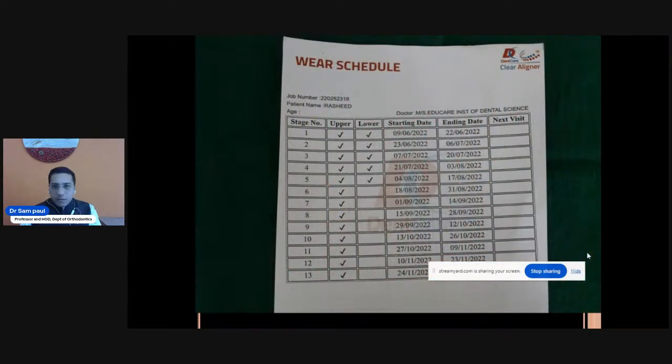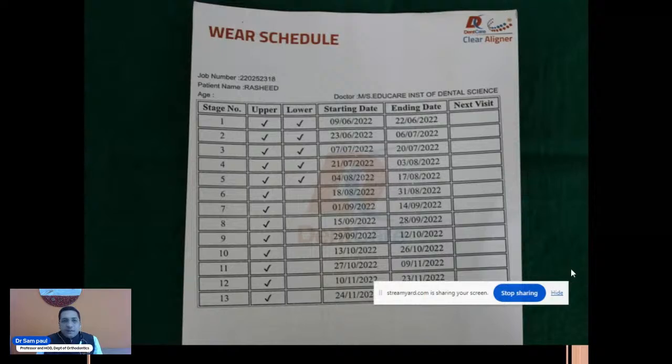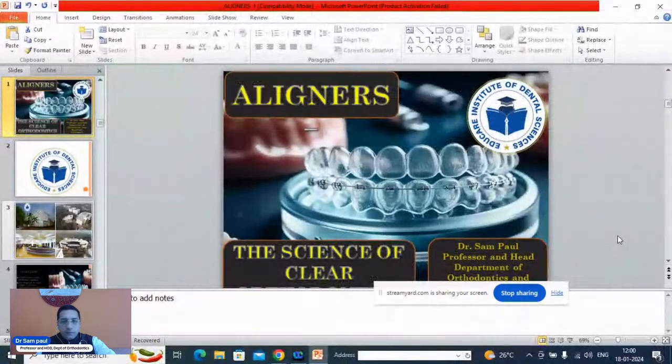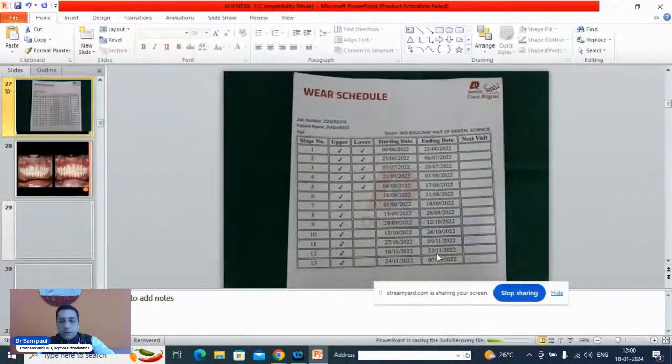This is a wear schedule for aligners. I will explain in the coming slides what a wear schedule is. In this, you can see the first date, the starting date, which is 9/6/2022. The ending date is 7/12/2022.